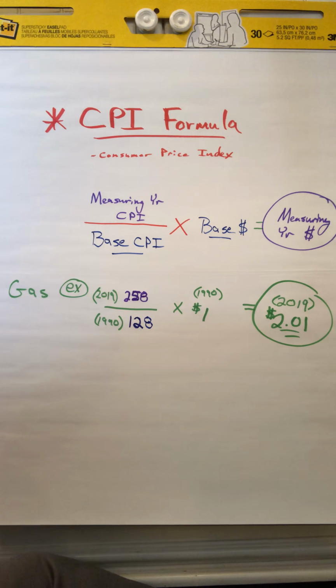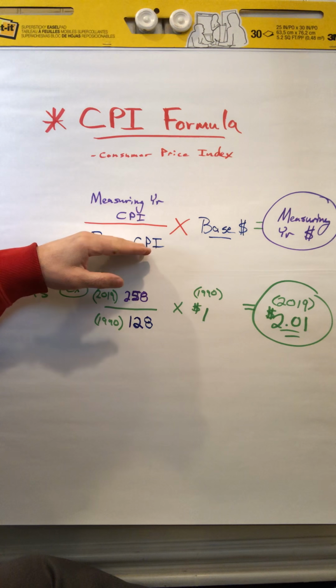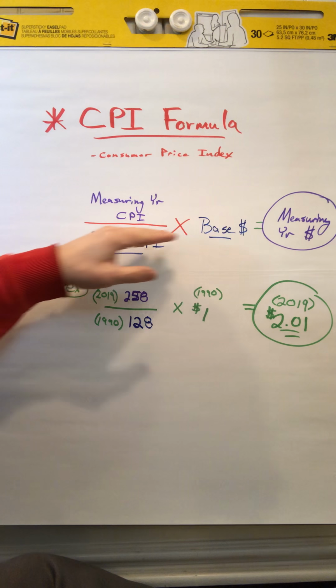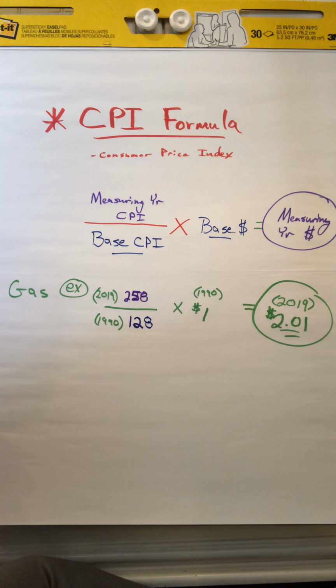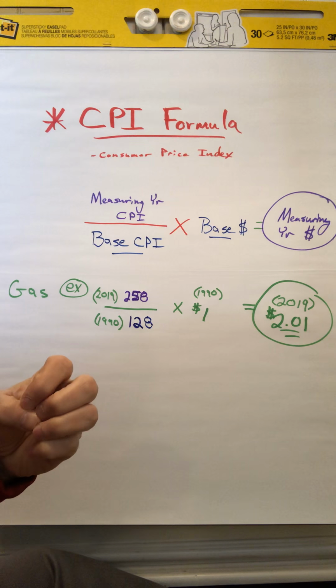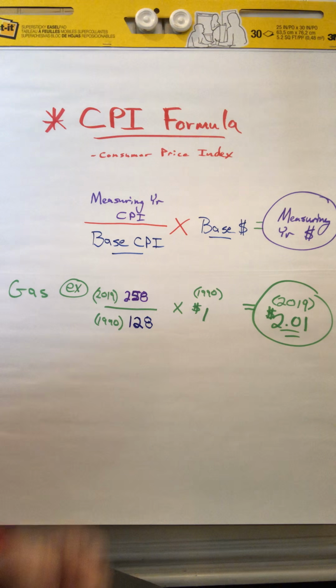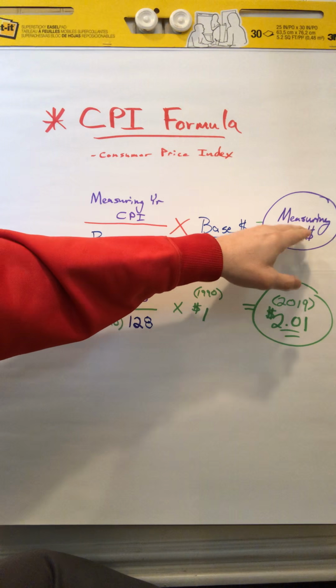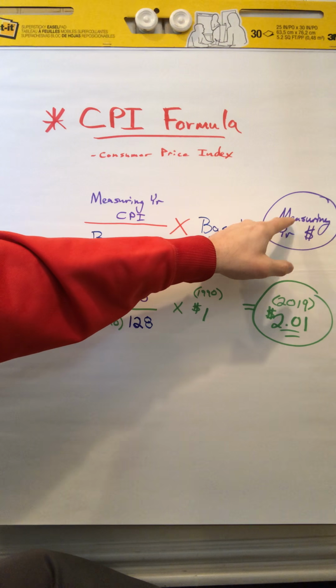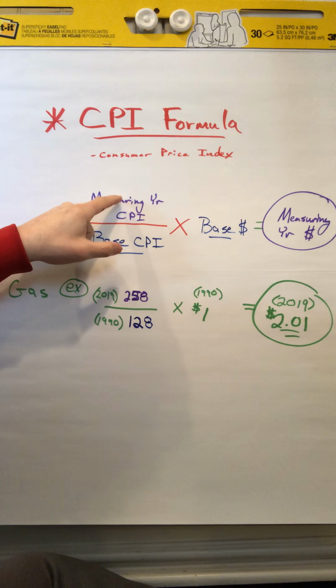If you have the CPI and you have the price from a year, you can plug those in as the base. So if we want to know in today's money, let's say 2019, 2020, how much gas would be today compared to a dollar back when I was in high school, the measuring year is 2019, 2020. So you're going to put that CPI up top here.